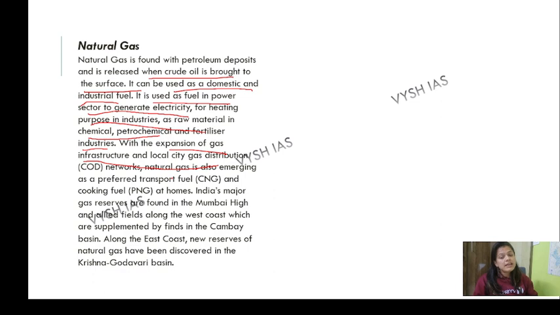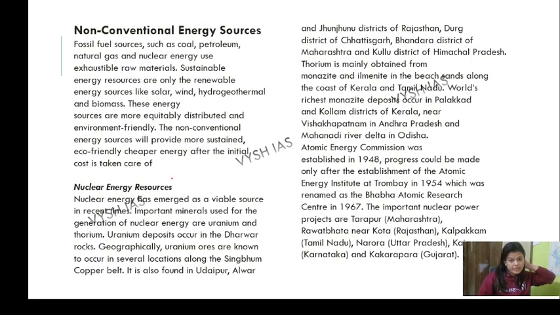India's major gas reserves are found in Mumbai High and allied fields along the west coast, which are supplemented by the fields in the Cambay Basin. Along the east coast, in the Assam basin, new reserves of natural gas have been discovered in Krishna Godavari basins. So when we talk about east, just take the eastern side of India. When we talk about west, just take the western. Do not stick to one state only. Okay, so these were the conventional sources of energy which have been used for years.